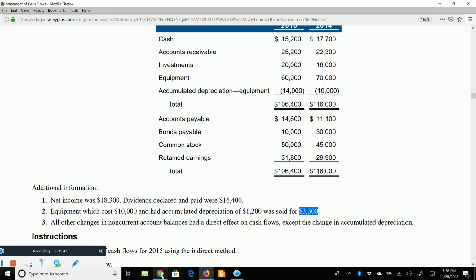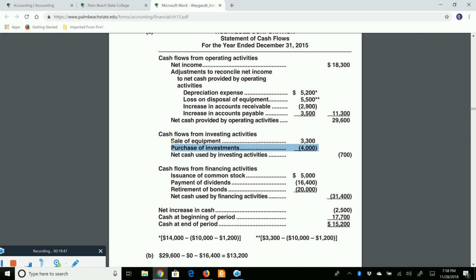$3,300. That $3,300 is going to be a cash inflow. There it is, $3,300. So from investing activities, we have a positive 3,300 and a minus 4,000. That is a net total of negative 700. It's net cash not provided by, but used by. Whenever it's a negative cash outflow, we say used by. If it's a positive number, we're going to say it's provided by.